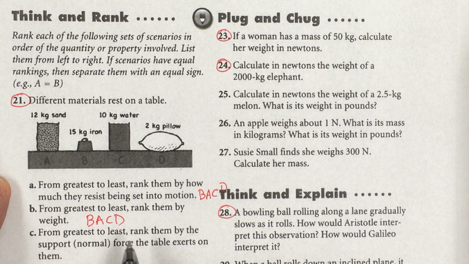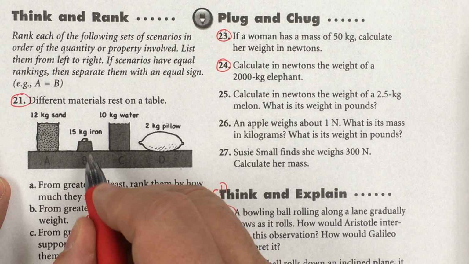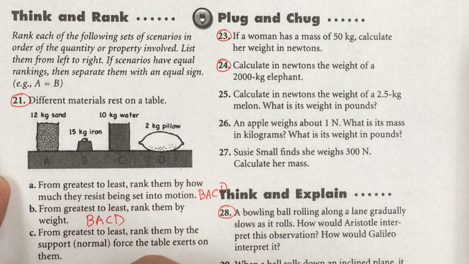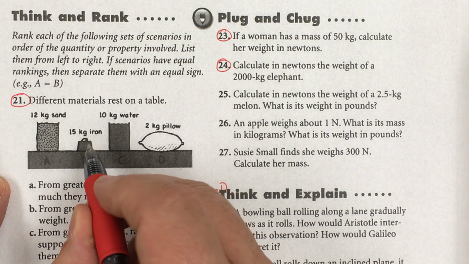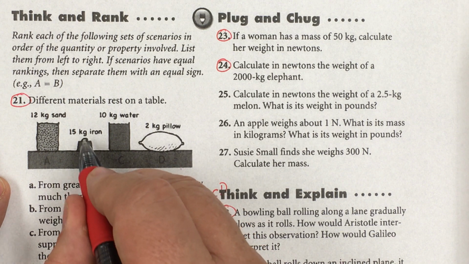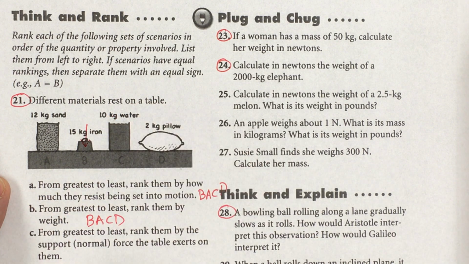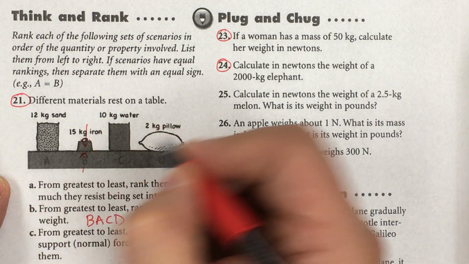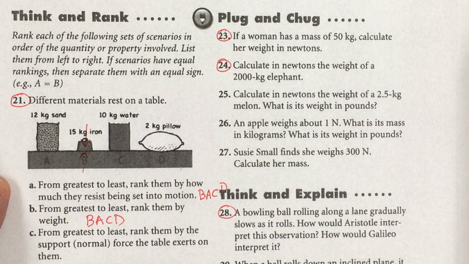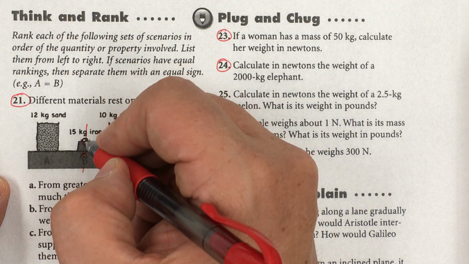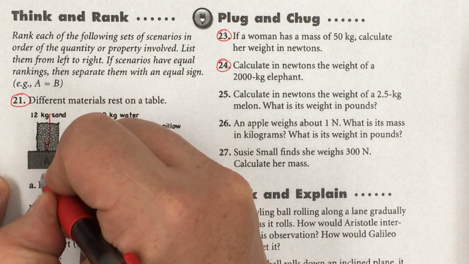The last one says, from greatest to least, rank them by the support force or the normal force exerted by the table onto them. Well, unless these guys are falling through the table, okay, if the 15 kilograms is falling through the table, then the support force by the table is less than 15. But if it's not falling through the table, then the force is exactly equal to 15. Otherwise, it would be moving. So 15 is being pushed down, that's its weight. And then the 150 newtons of support force is pushing up. So this one is pushing down, pushing up, equal. This is pushing down, pushing up, equal.